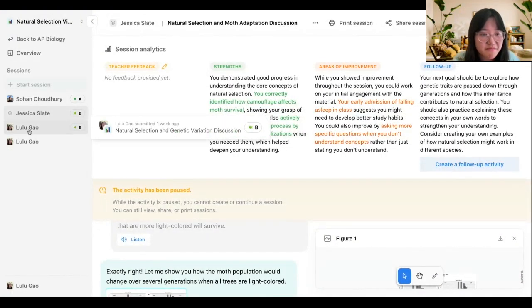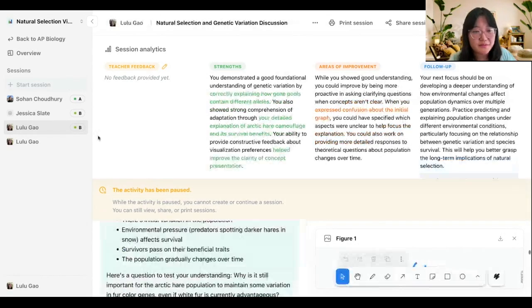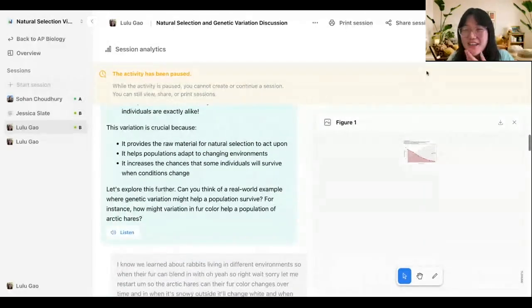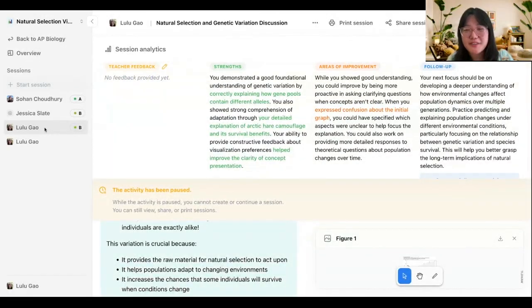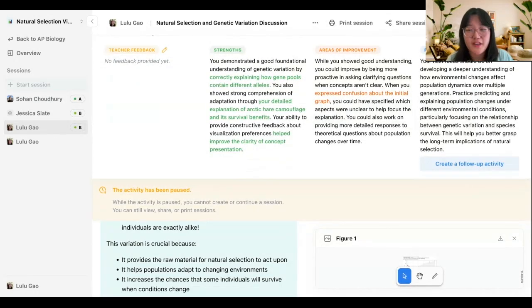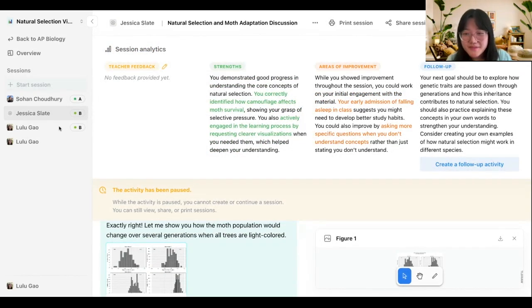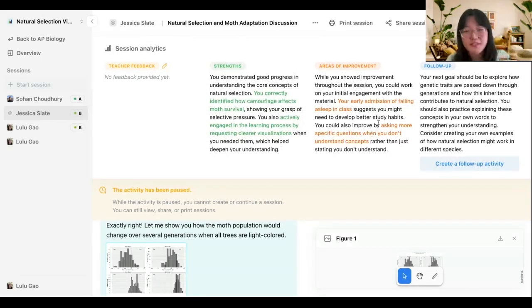For example, in this activity, I made a submission. This is about natural selection and genetic variation. Flint gives me feedback about where I did well and where I could improve. And this create-a-follow-up-activity option is always available for students. They can create one themselves, or if you're the owner of this activity, like I am here, I can go in and see that, for example, Jessica seemed to struggle with asking specific questions when she didn't understand concepts, and had room to grow on this activity. So I could also create a follow-up activity for her and then send it to her.